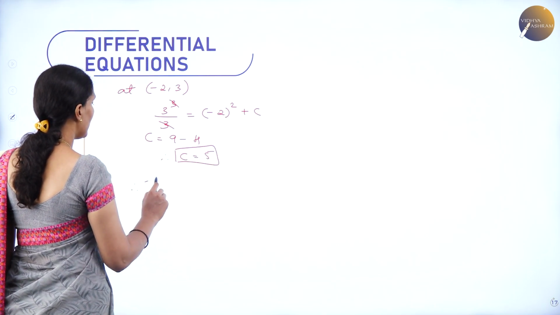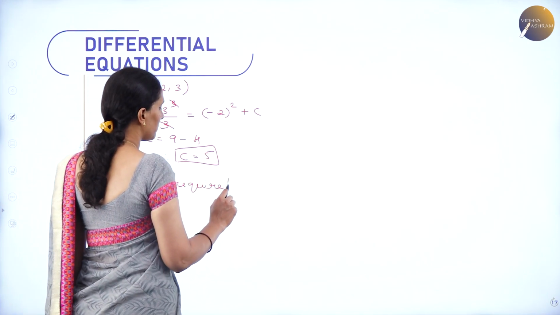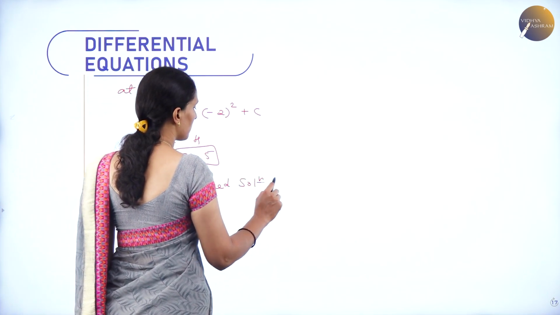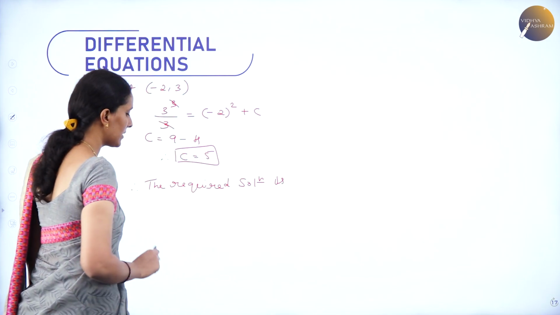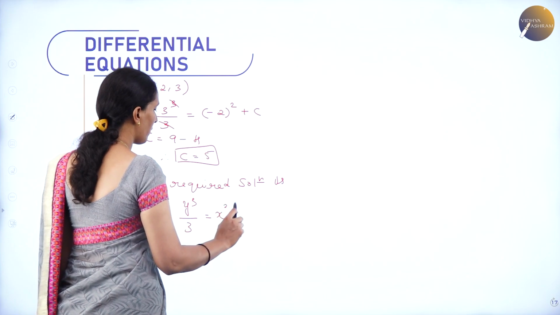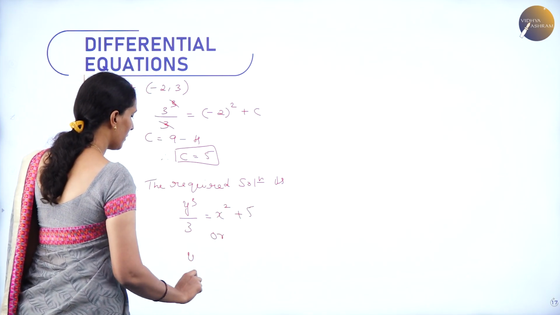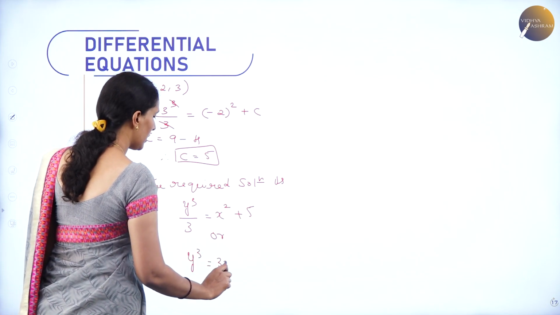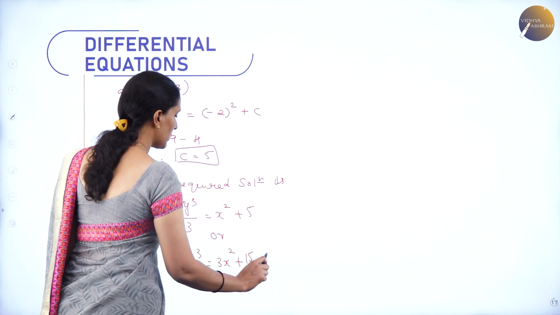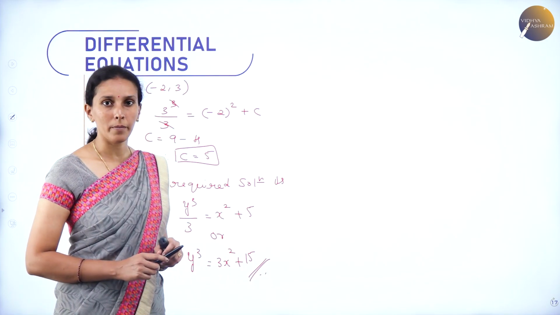So therefore the required solution is, you have to take c is equal to 5, y cube by 3 is equal to x square plus 5, or multiplying by 3, y cube is equal to 3x square plus 15. So this is the solution at the point (-2, 3).